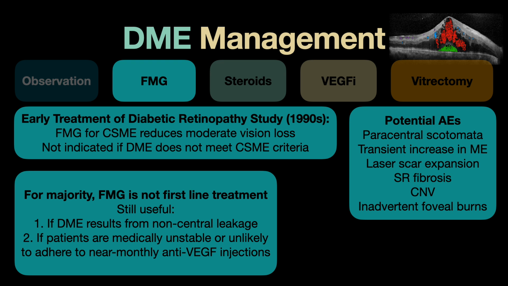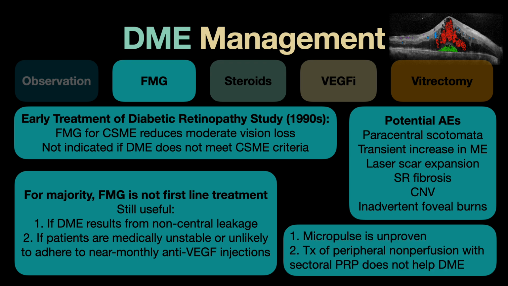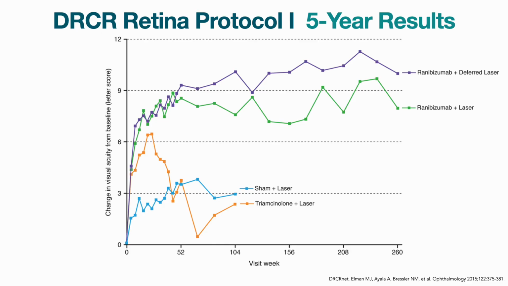We're going to hit potential AEs later, but just know you can cause problems with laser. Laser scars expand. You can transiently increase macular edema, and cause paracentral scotomata. I've had patients come back with that. Not my patient, not yet anyway, not that I know of. Inadvertent foveal burns, bad stuff. Micropulse is unproven. Don't let anybody tell you otherwise. Treatment of peripheral non-perfusion with sectoral PRP does not help DME. We thought it did for a while.